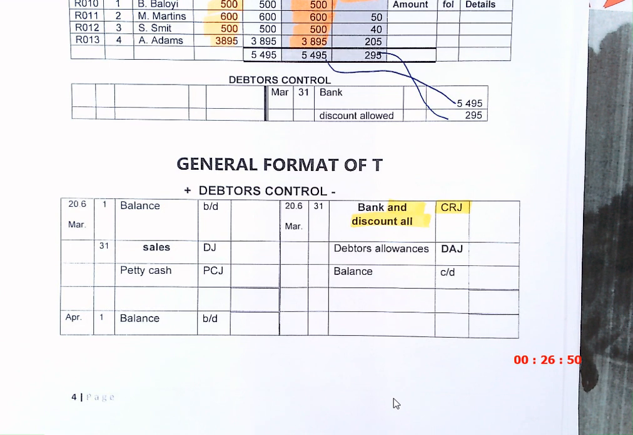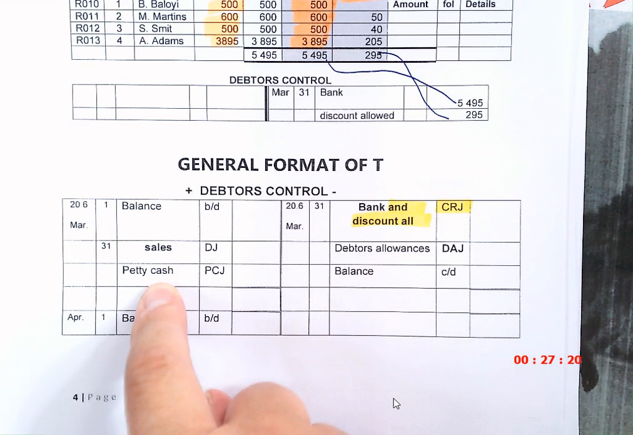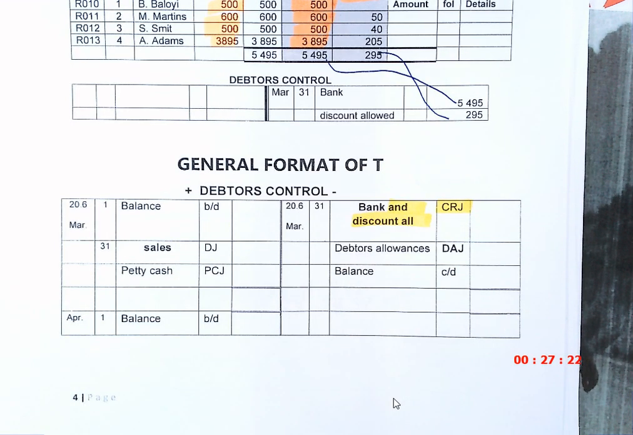Let's go again. Petty cash is physical cash money for small payments. Why would I have that in the debtor's control? What's a debtor? Someone who owes me money. No, it's got nothing to do with people inside your business. This one. This one. Let me explain.